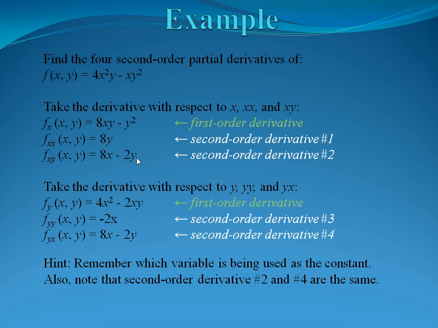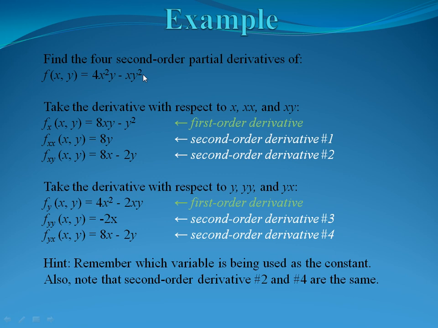To get the other two, we now need to take the partial derivative with respect to y first. So we come down here and we go back to our original function and we want to take the derivative with respect to y. So from the first term, we have 4x squared, which is our constant, times y. If you take the derivative of a constant times y, the derivative is just that constant. So the derivative of the first term is 4x squared.